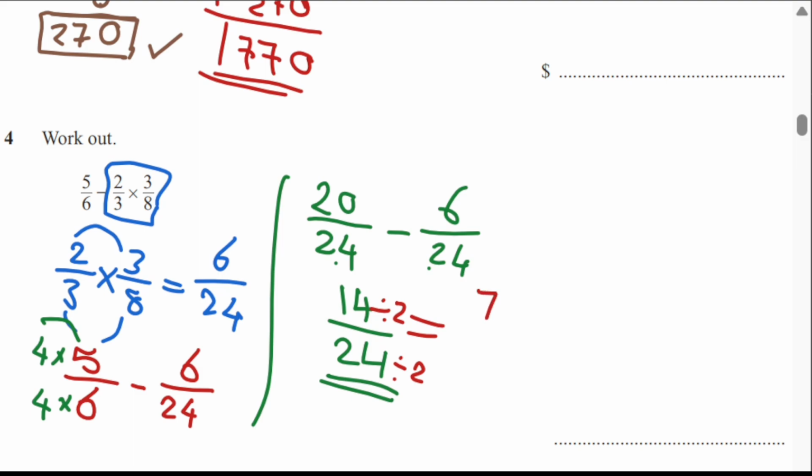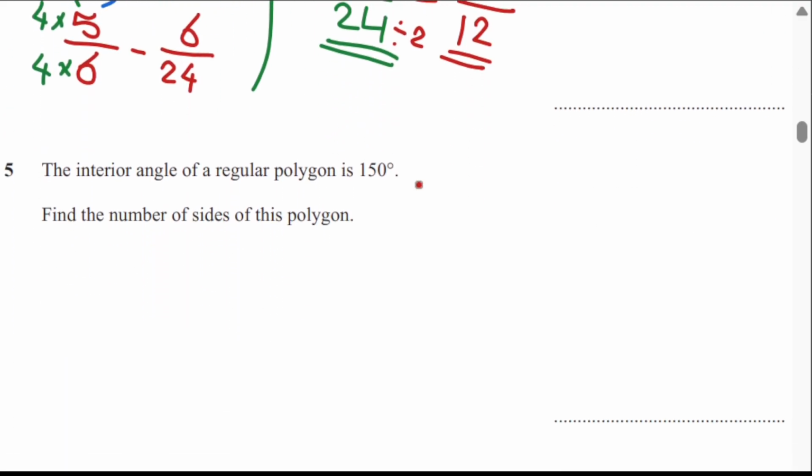14 divided by 2 is 7. 24 divided by 2 is 12. This is your final answer if you want to get the full mark. Let's go to the next question. It looks fun.